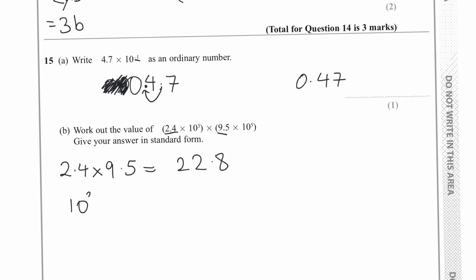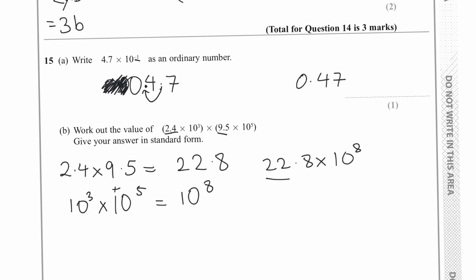Then 10 to the 3 times 10 to the 5. So remember, whenever you multiply two indices together, you add the powers. I mentioned that briefly earlier. So that would be 10 to the 8. And then you've got 22.8 times 10 to the 8.